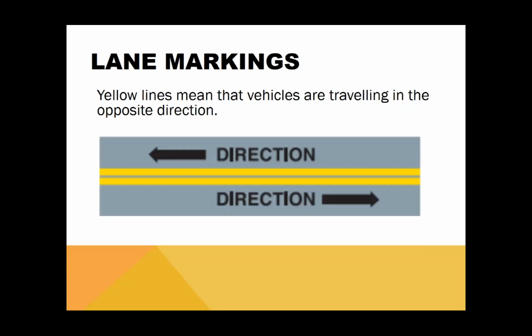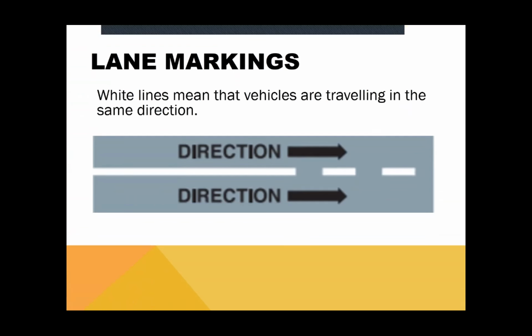A yellow line means that vehicles are traveling in the opposite direction. So definitely be mindful that you're not all traveling together. You have oncoming traffic coming your way when there's a yellow line between you. White lines, on the other hand, mean that vehicles are traveling in the same direction. So be mindful: yellow, opposite; white, same direction.